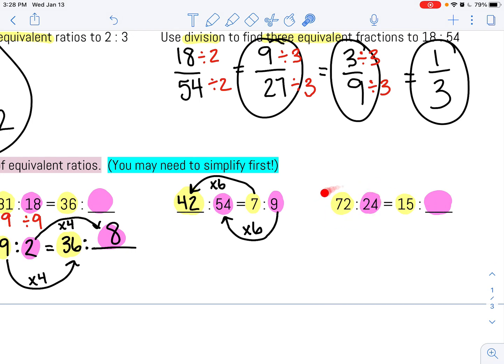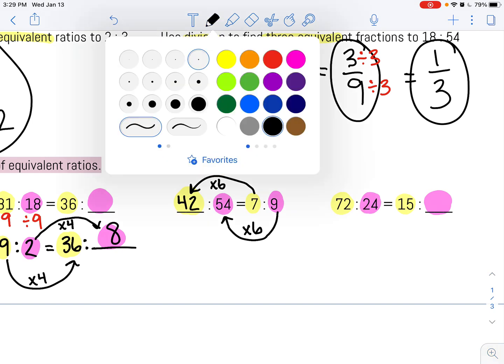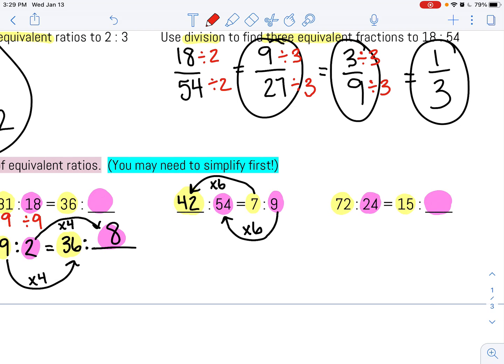I can simplify this ratio, 72 to 24, in thinking about what its greatest common factor is. Between 72 and 24, my greatest common factor is actually going to be 24. So let's divide both of these by 24. I get the new ratio of 3 to 1 is now equal to 15 to my mystery number. I'm going to re-highlight and match up my terms so that now I can find my missing value.